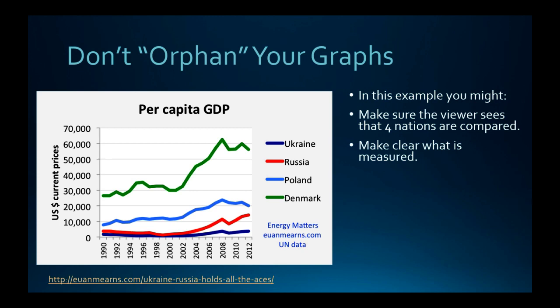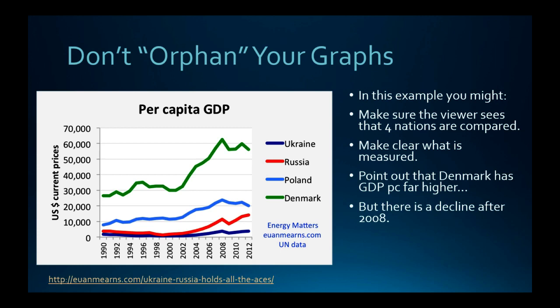You might make it clear what's being measured. You're looking at per capita GDP. So we're going to be looking at their gross domestic product on a per person basis. So that's what we're comparing for these 4. And you might point out some of the key takeaways. You might say, from the graph, you can see that Denmark has a significantly higher gross domestic product per capita than the other 3 nations. So that's one kind of important thing you might point out.